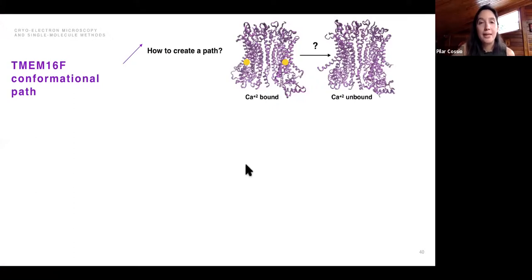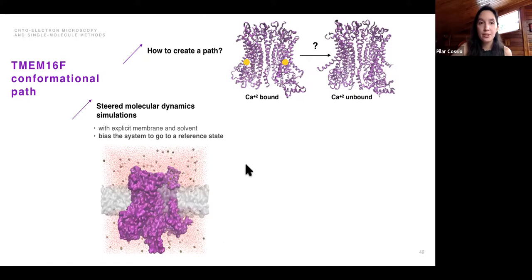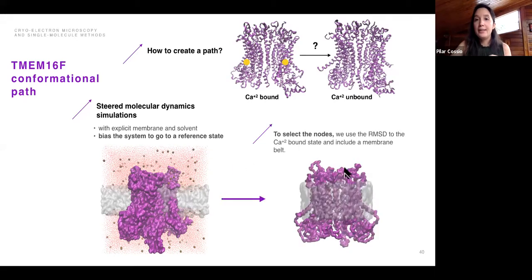So what we do is we use steered molecular dynamics simulations. This is our ion channel. We include an explicit membrane, solvent, and ions. With these steered molecular dynamics simulations, we bias the system: we put a fictitious force over the system to go from one state to a reference state. To select the nodes along the path, we use the RMSD with respect to this calcium bound state. And we also include a membrane belt that mimics the detergent in the experiment.